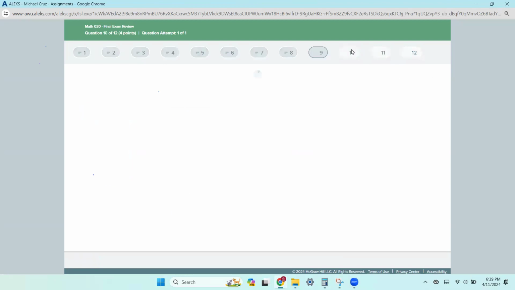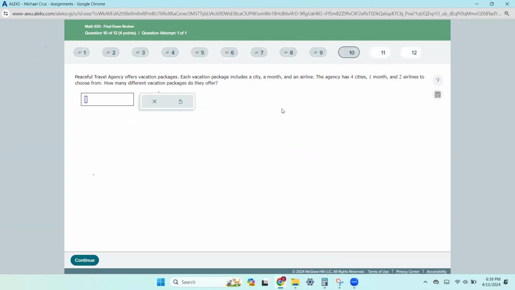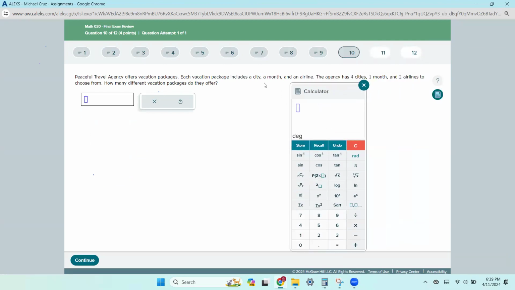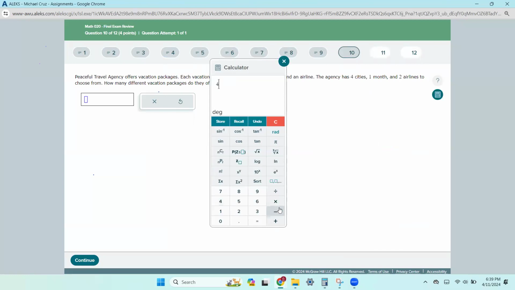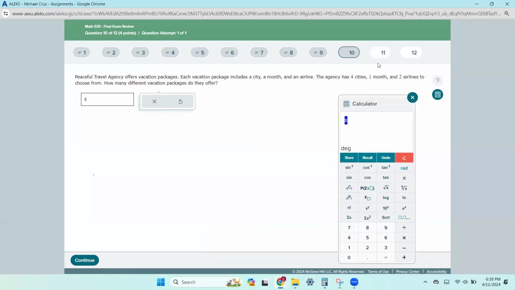Let's see. I might be able to finish this real quick because we just went over these things. So this is just basically 4 times 1 times 2. Yep. This is the counting principle. You're not selecting anything. So they're just telling you, you got all these options. So if you put them all together, what's your package? Look, how many packages do you got? Vacation packages.